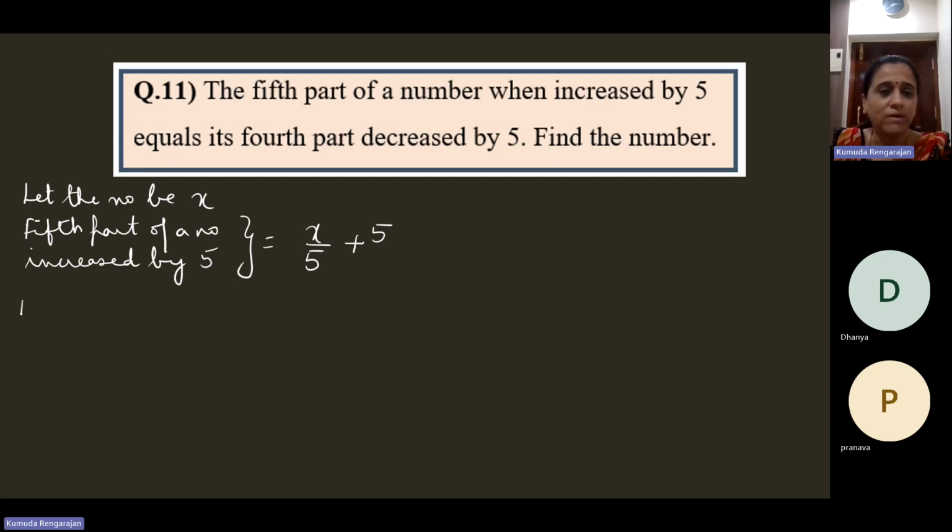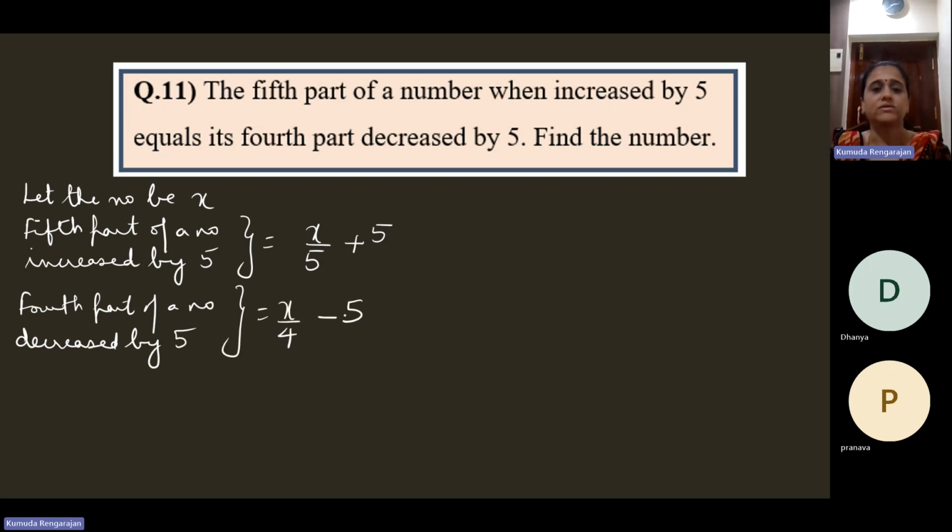Then we have fourth part. Fourth part of a number decreased by 5. So this is fourth part, x by 4, decreased by 5. Now these two are equal. It's given: the fifth part of a number when increased by 5 equals its fourth part decreased by 5. So the equation is x by 5 plus 5 is equal to x by 4 minus 5. Solve this. I'll come back.